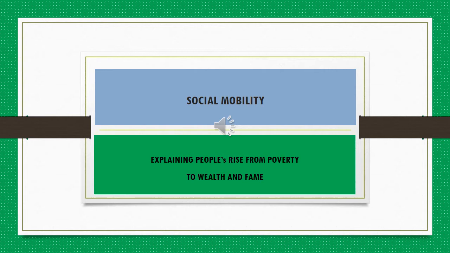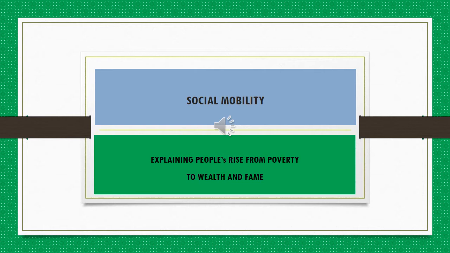What then is the meaning of social mobility? Social mobility refers to the degree to which in any given society people are able to change from one status to another status. For instance, the movement from poverty to wealth, or the movement from being a wealthy person to a poor person. That is basically what social mobility is.